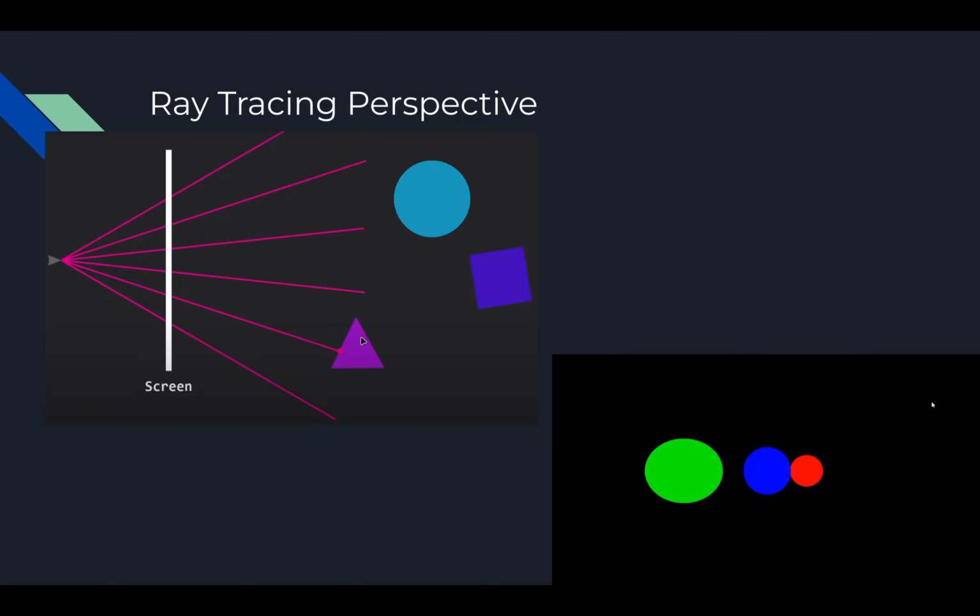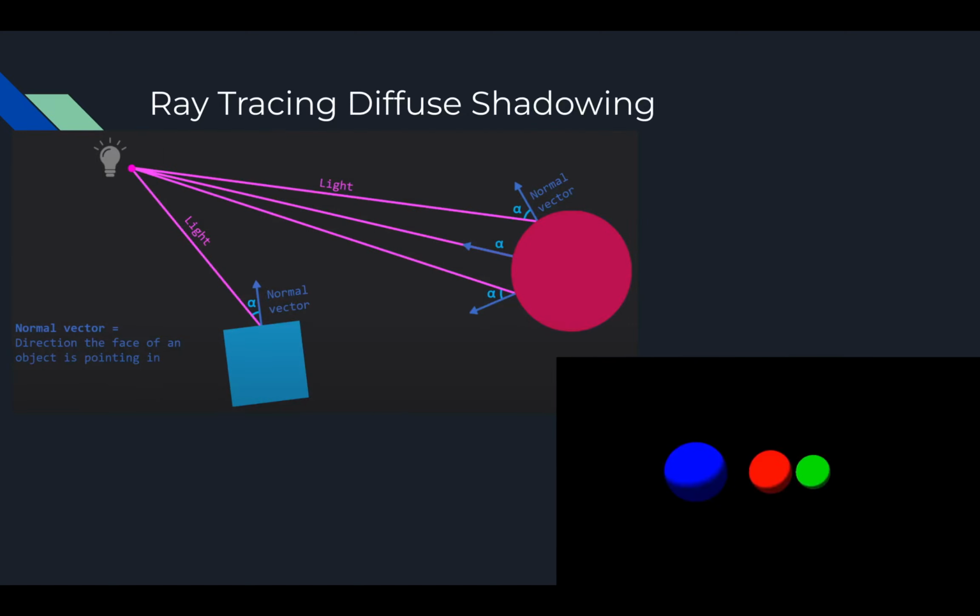Things that are closer to the screen will seem bigger than things that are further away from the screen. You can see this in a homemade renderer that I found online right here. The green ball is bigger, not because it is truly bigger, but because it is closer to us.